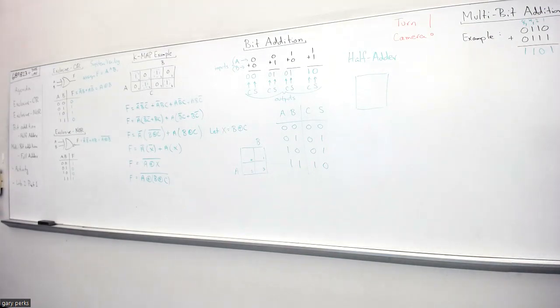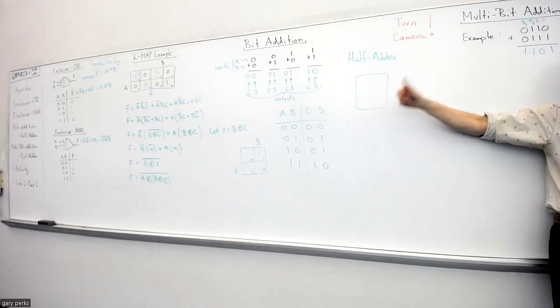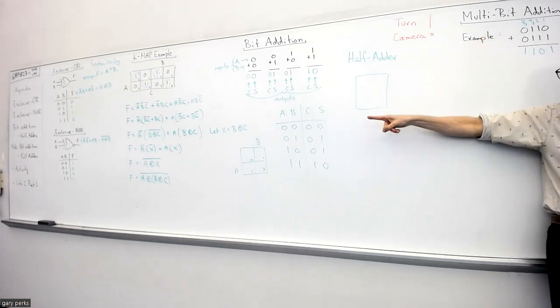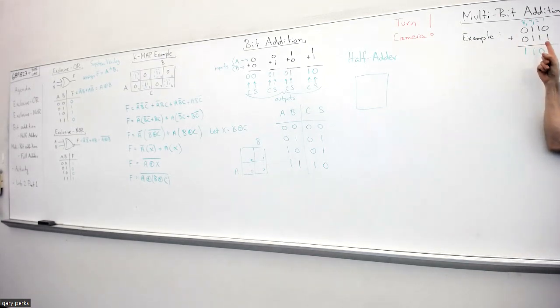But the key point here is right here where we're adding 3 1s, the half adder cannot do that addition. The reason the half adder can't add 3 1s is because it only has 2 inputs. Okay. So you see, a half adder wouldn't be useful anytime you're adding 3 bits, which you could run into when you're adding multiple bit binary numbers like this.